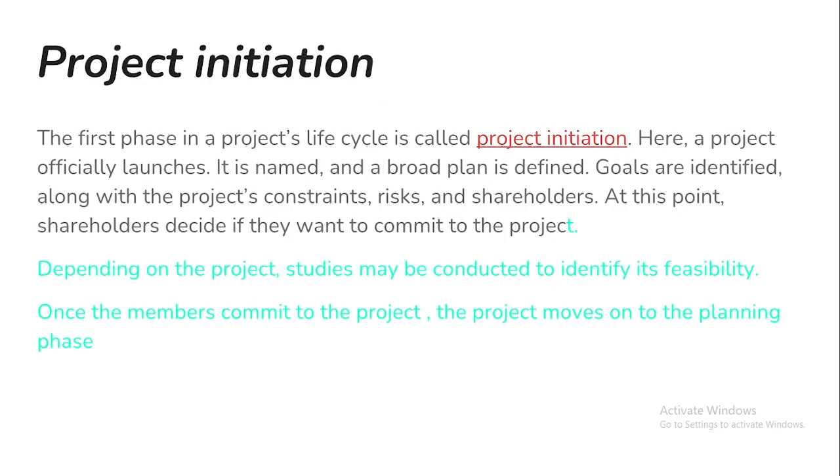So first, let's look at the project initiation. In this stage, in the project life cycle, a project is officially launched and initiated. It's named and a plan is identified for it. Here, goals or objectives of the project are identified. Also, the risks that the project may have and the stakeholders of this project. All these are identified in this stage.